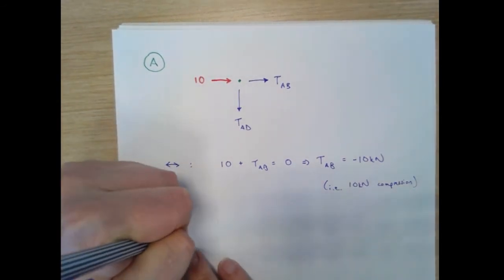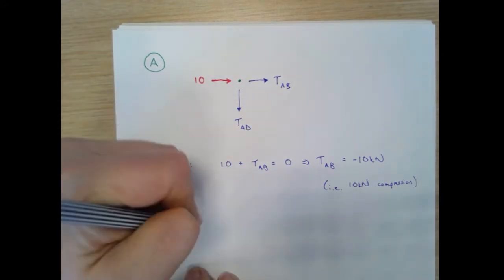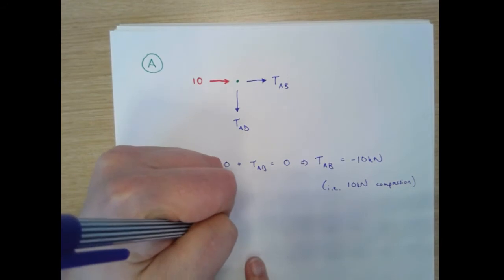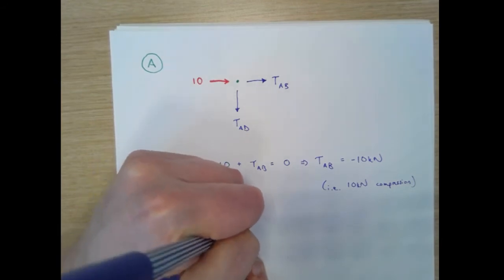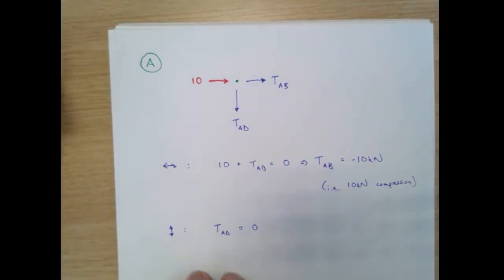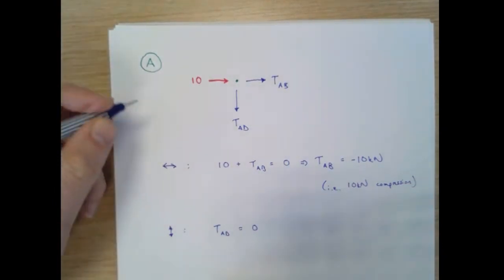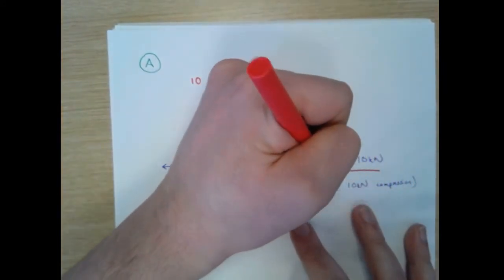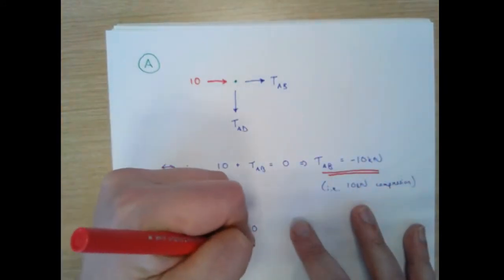And we can do one other thing. We can say, resolving forces vertically, forces acting downwards, that's TAD, equals forces acting upwards, that's zero. There aren't any forces acting upwards. So we've got two answers already for forces in members.